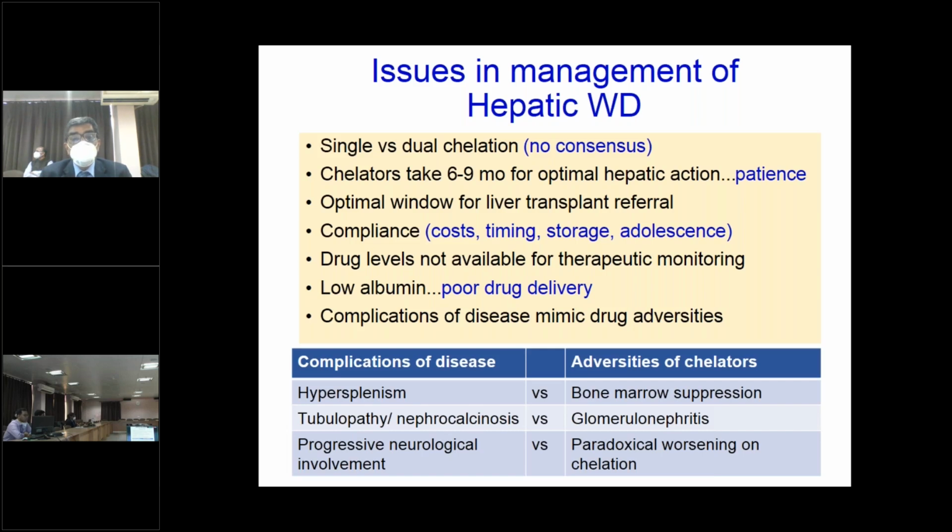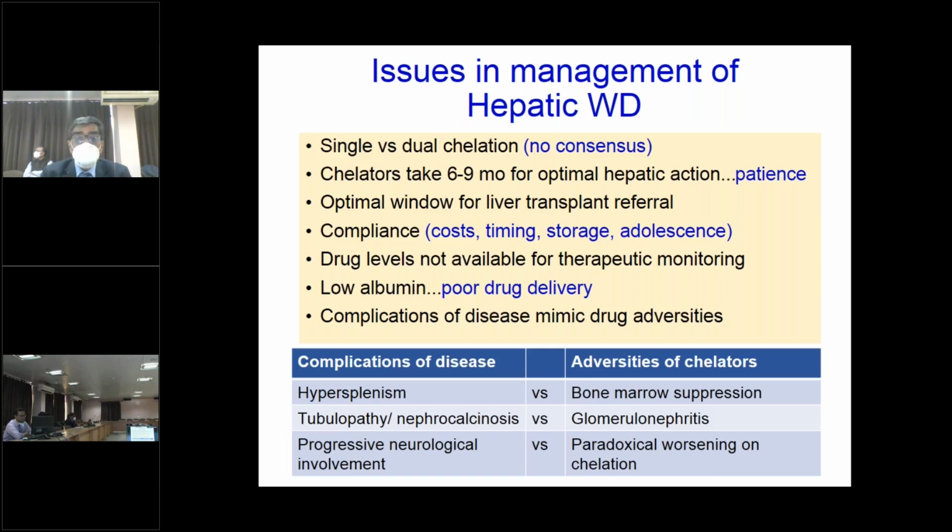Compliance is a major issue. The cost of the medications and the timing. Most of the medications should be taken at least 1 hour prior to or 2 hours after a meal. Storage in the refrigerator is needed in the case of trientine, and adolescents don't like to take many medications. There are no therapeutic drug levels available for monitoring, and low serum albumin as seen in cirrhotic patients can lead to poor drug delivery.